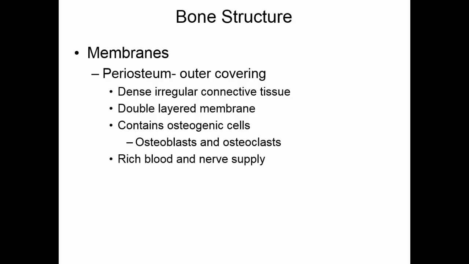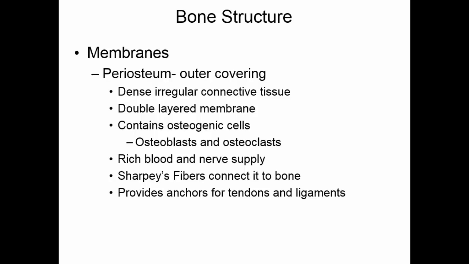There is a rich blood and nerve supply to the periosteum, and Sharpey's fibers are connective tissue fibers that connect it very tightly to the bone. Because this is a dense, irregular connective tissue, tendons and ligaments can put their fibers into it, and so you have a very strong anchor for tendons and ligaments.